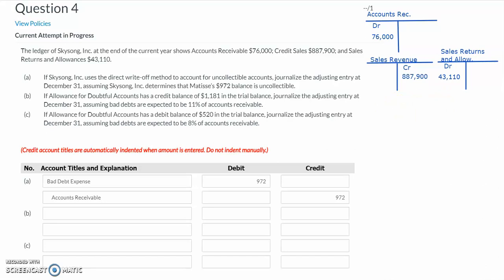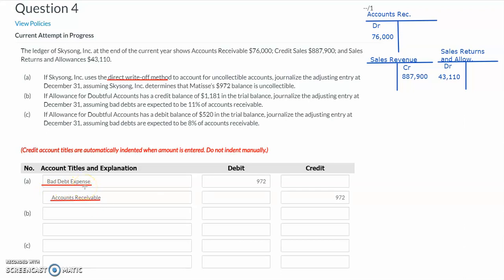In our first scenario, this company is using the direct write-off method. So if SkySong is using the direct write-off method to account for uncollectible accounts, the adjusting journal entry will be a debit to bad debt expense and a credit to accounts receivable. And with the direct write-off method, the company will just find out maybe a year, 2 years, 3 years after the sale has been made that a customer is unable or unwilling to pay a balance. And at that time, they would report the bad debt expense.